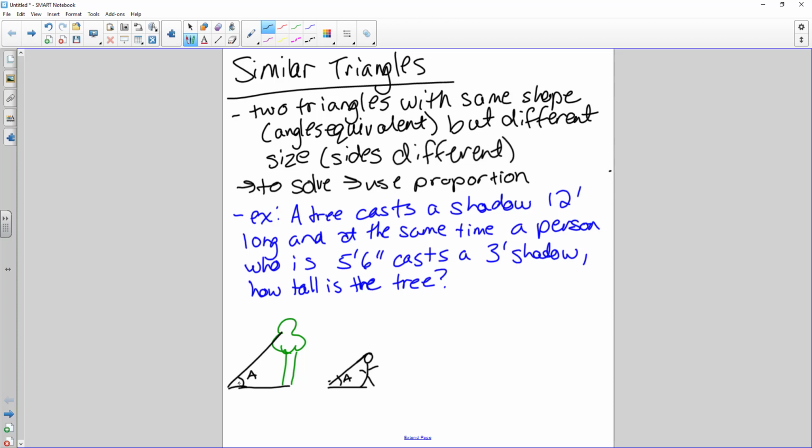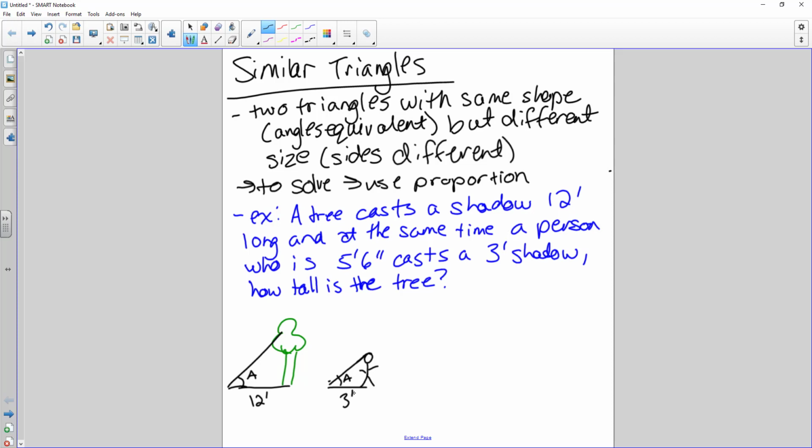So let's say the angle that's being made right there due to the sun in the shadow looks like maybe, let's say, 50 degrees. That means with the person it would also be 50 degrees. Okay, so the dimensions we know: a tree casts a shadow of 12 feet long, so 12 feet for the shadow of the tree. That person who is 5 foot 6 inches casts a 3-foot shadow.